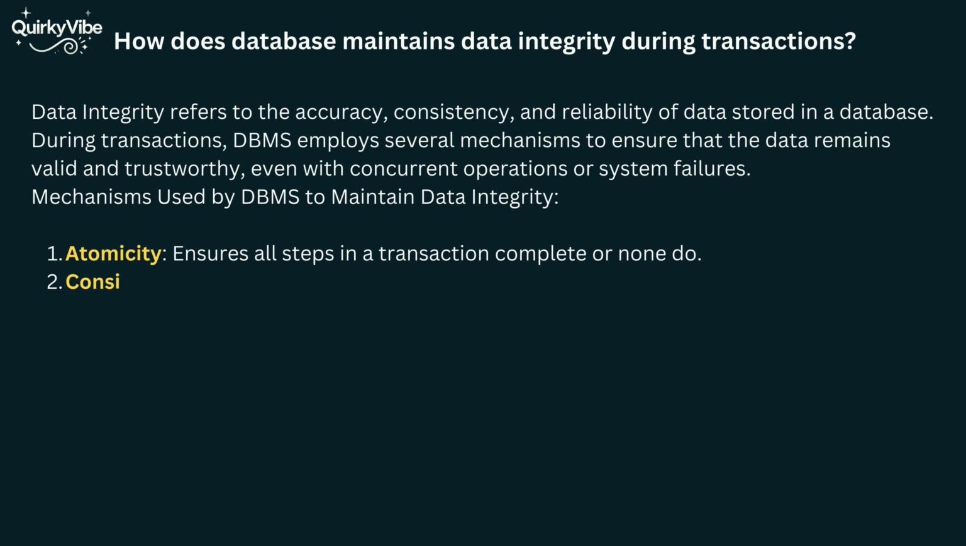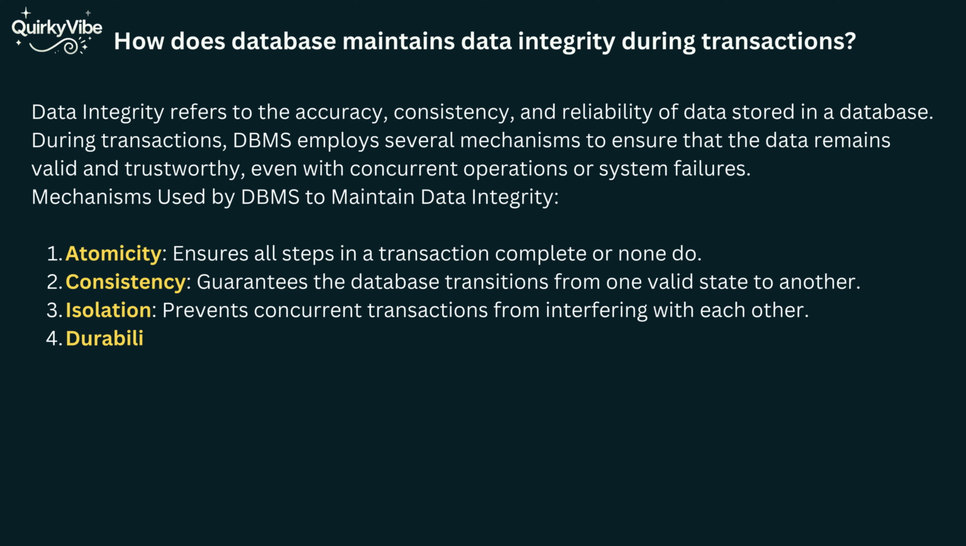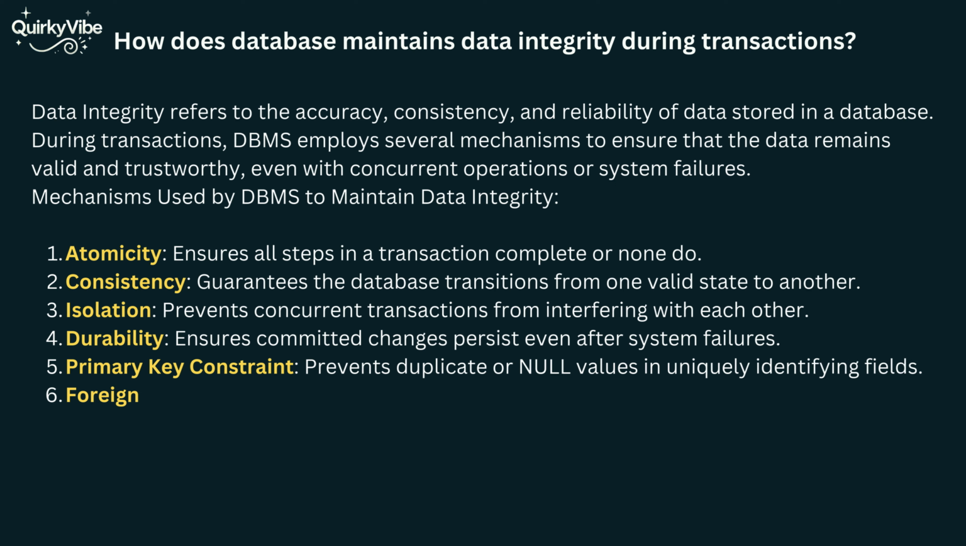Consistency guarantees the database transitions from one valid state to another. Isolation prevents concurrent transactions from interfering with each other. Durability ensures committed changes persist even after system failures. Primary key constraint prevents duplicate or null values in uniquely identifying fields. Foreign key constraint enforces valid links between related tables.